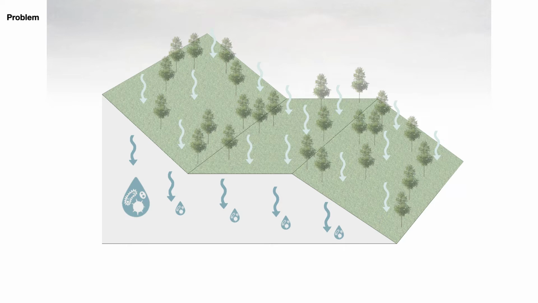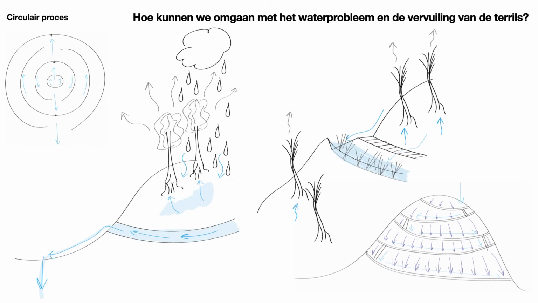Because in the past they were careless with the mines and the discharge of their waste, the mountain is full of dirt. Drinking water can be affected, so a solution will have to be found. How can we deal with the water problem and the pollution of the trails?